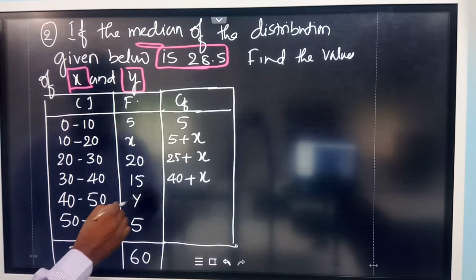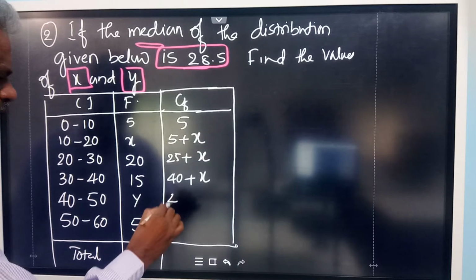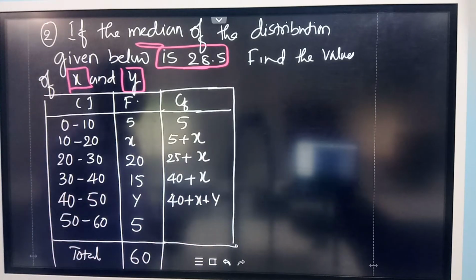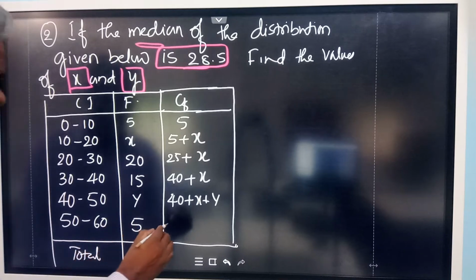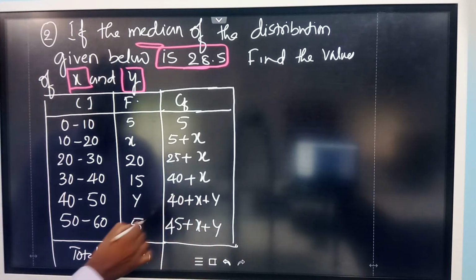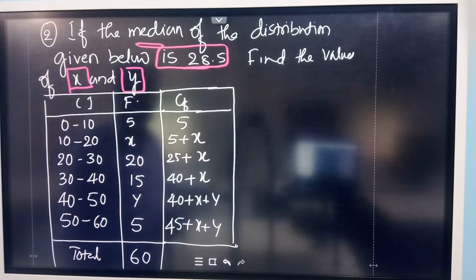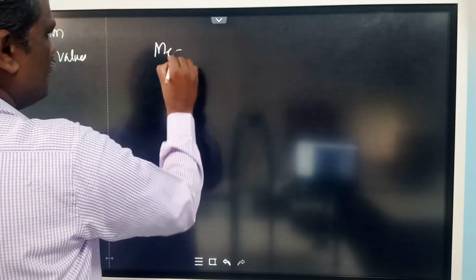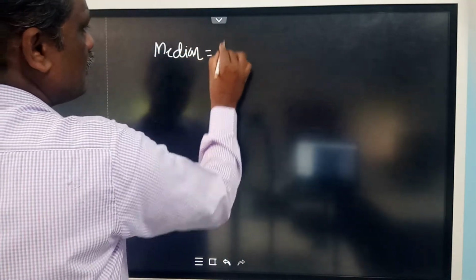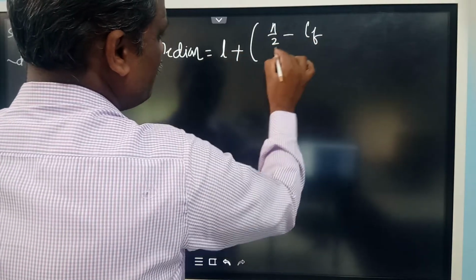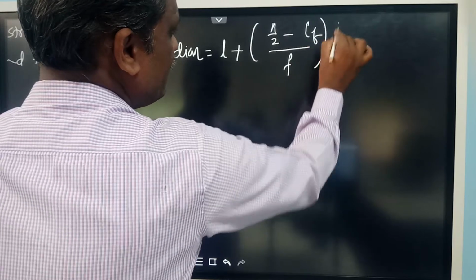Then again we are getting another variable, so you add separately: 40 plus x plus y. Then add this one, 45 plus x plus y. To this we are adding this 5. So this is the cumulative frequency table. Now the formula: the median is equal to L plus N by 2 minus CF divided by F into H.